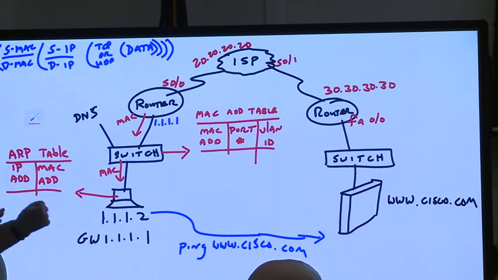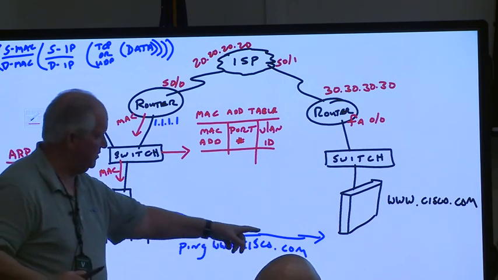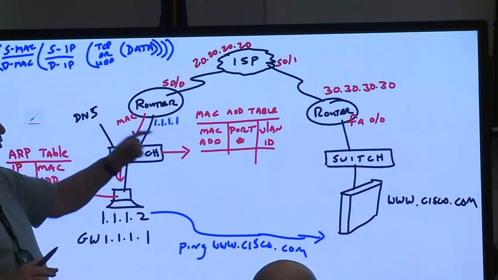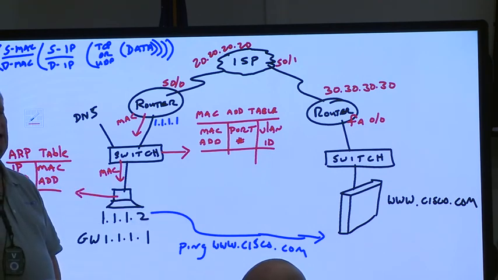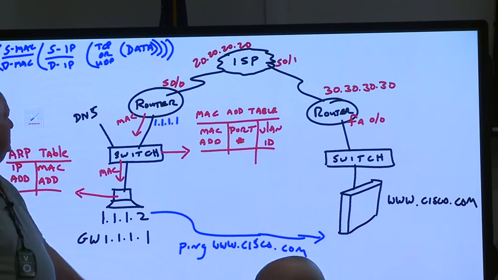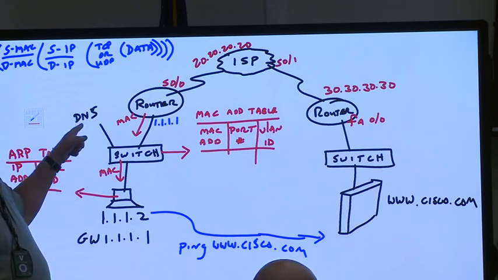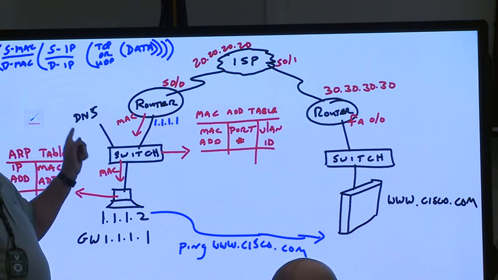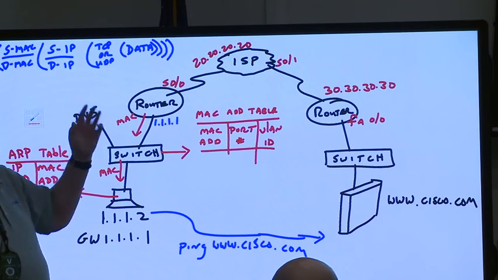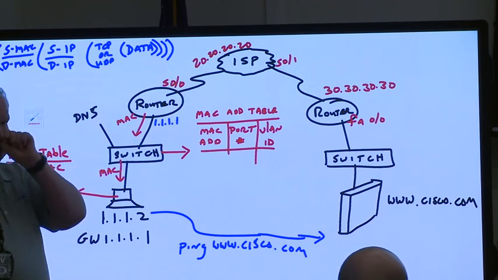So I want to ping www.cisco.com. Do I know the address of cisco.com? I do not. I don't see an address over there. Where do I get the address from? What's this box? What's DNS do for me? Resolves between IP and MAC. I'm sorry, between the IP and the web page of Cisco.